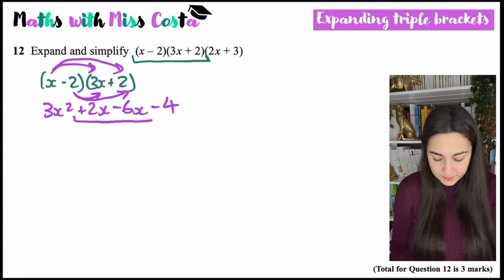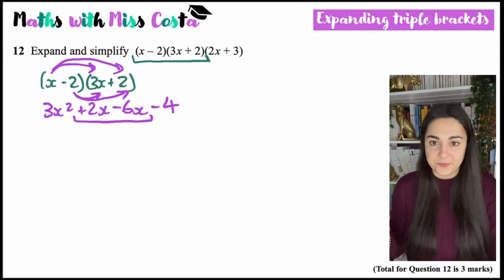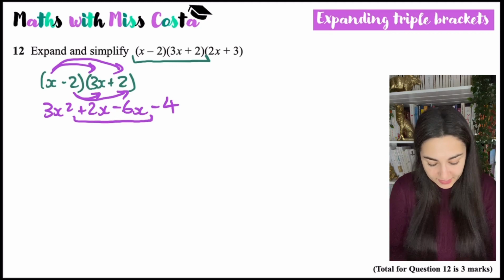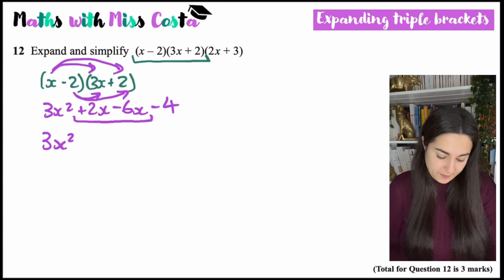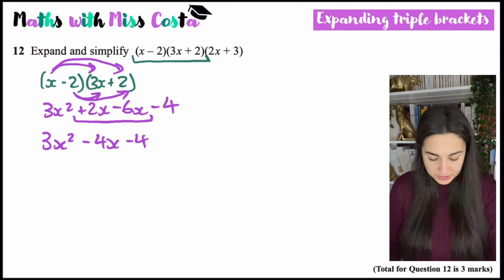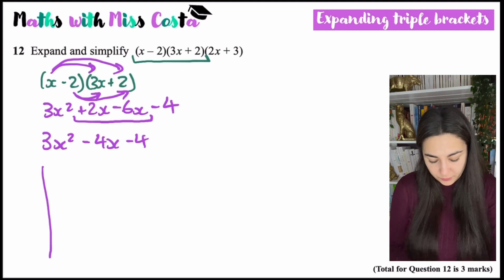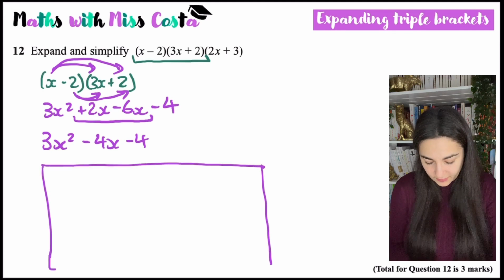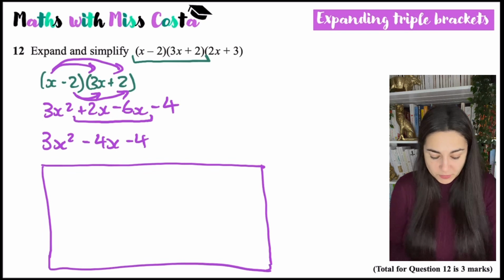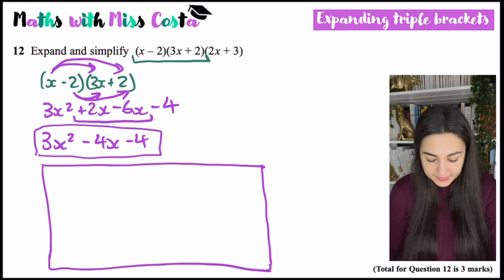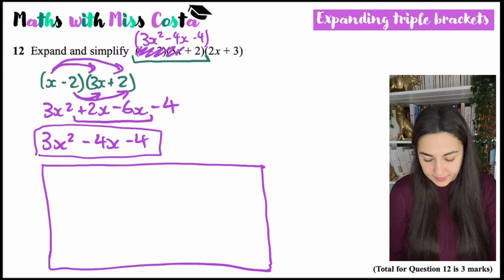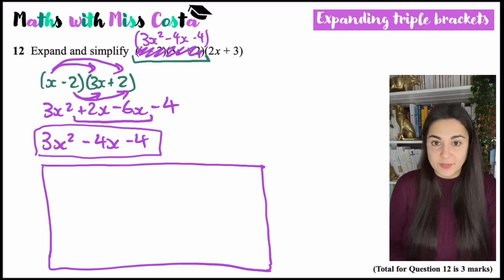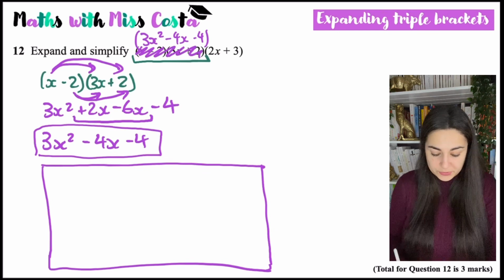Let's clean it up. So simplify and bring together your like terms. So that's 3x squared take 4x take 4. Now what we want to do is draw a little grid. And then multiply this, which is the product of the first 2 brackets. So we could rewrite this as 3x squared take 4x take 4. And multiply it by this bracket. So we've essentially multiplied that out to get one single bracket, and then we're multiplying it by our final bracket.